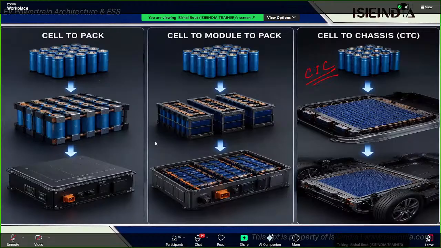There is a Chinese company called BYD Seal. I'm talking about BYD Seal. They are again utilizing this cell to pack approach. Then CATL Bedrock.